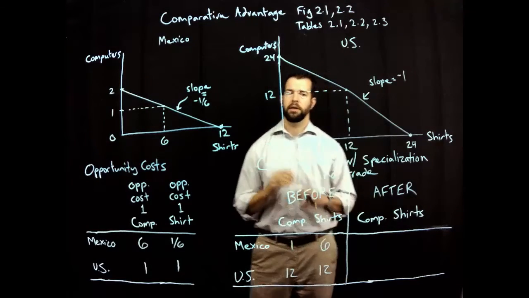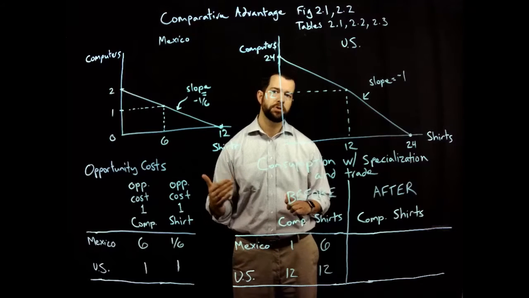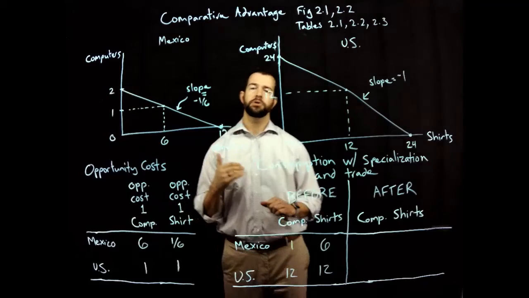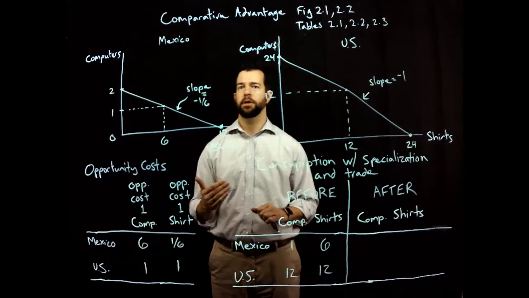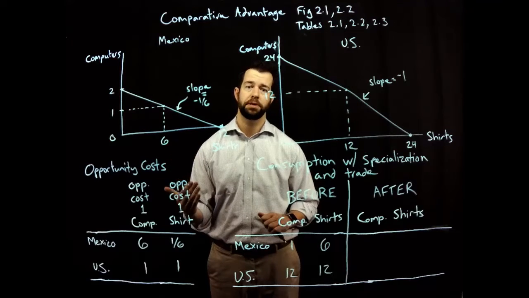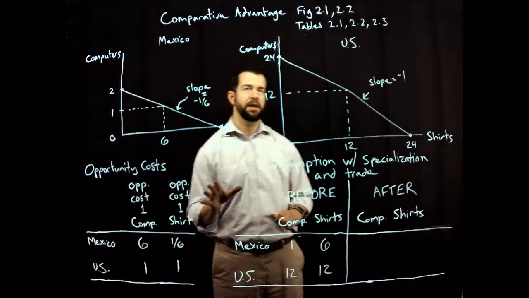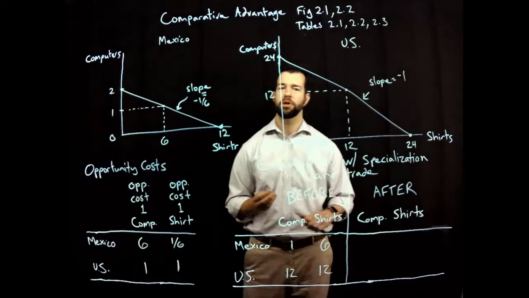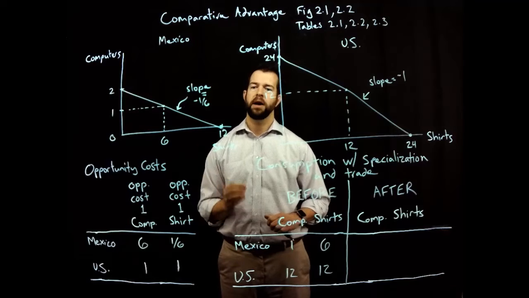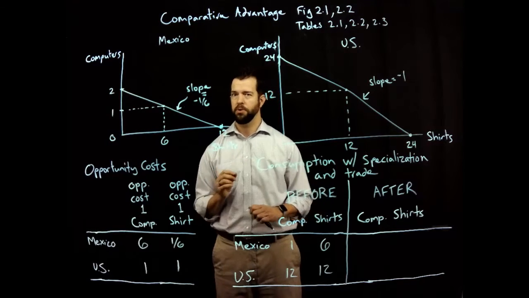Now the question remains, what good should each country specialize in? Well, the country should specialize in the good for which it has the lowest opportunity cost of producing. So they don't necessarily have to be the best at producing that good. In fact, the United States is better at producing computers and shirts. But Mexico might have a lower opportunity cost of producing one of those two goods. So I want you to think about which that is.